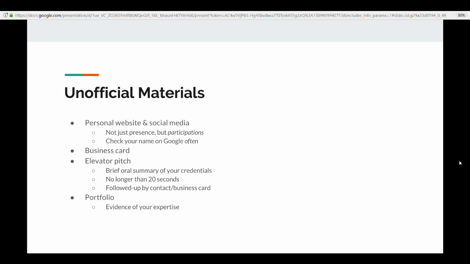And finally, unofficial materials. These are things that you need to be thinking about that you may not be asked for explicitly. They may come about in unknown or unexpected ways. The first thing is your online presence, personal website, social media. This isn't just what you present online, but also how you participate in these online spheres. On your Facebook profile, make sure you're not having explicitly negative things out there. You want to present yourself at least as a professional.